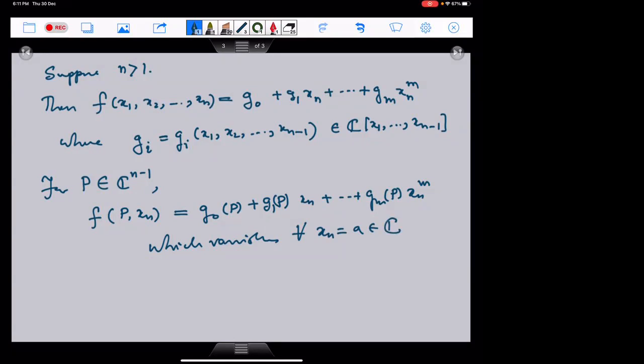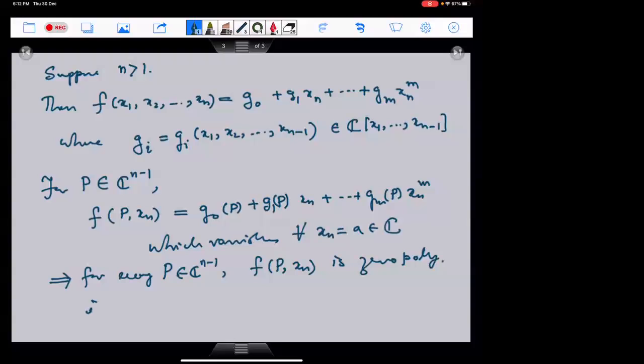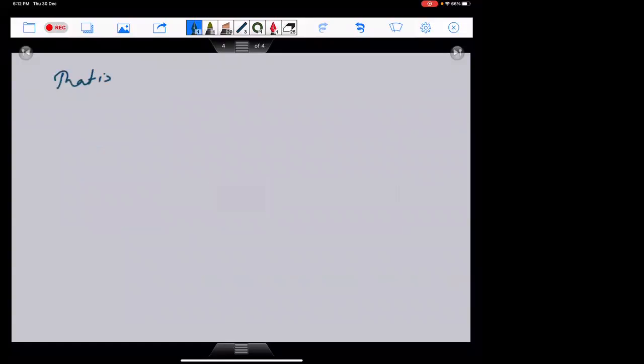Right? So what can I say? This implies that for every P belonging to C^(n-1), P is a parameter now, this polynomial is the zero polynomial. That is, gi(P) is equal to zero for each i, 0 to m. And P is a dummy here, arbitrarily fixed, where P is arbitrary. So that means gi(P) is zero for all P belonging to C^(n-1).